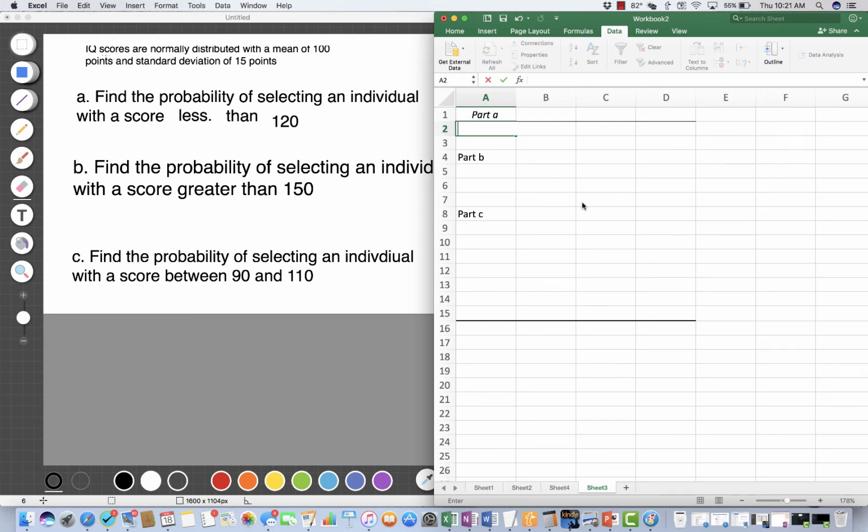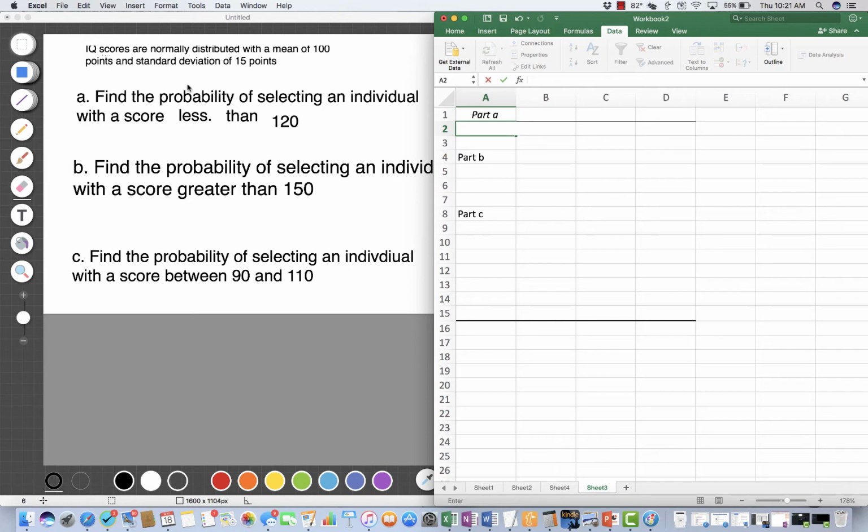When evaluating normal probability problems, Excel can be of great assistance to us. We do have a couple options when it comes to using Excel, however, so let's take a look. We're going to take a look at IQ scores, which are normally distributed with a mean of 100 points and a standard deviation of 15. There's a couple functions we can use in Excel.